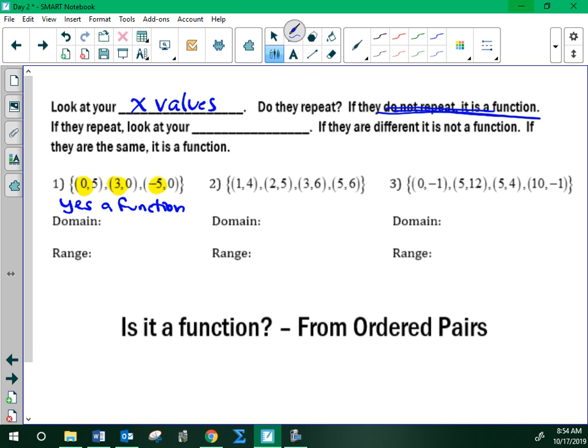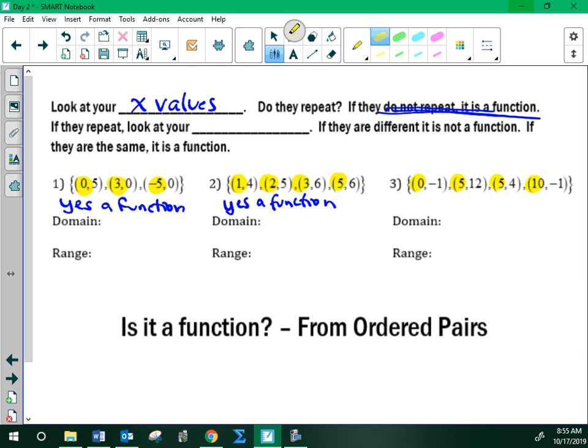Now let's take a look at one where they might repeat. Let's take a look at our next one. Does this next one repeat? Again, we're looking just at our x's. Do the x's repeat here? Nope. So this one's also a function. Yes, a function. Alright, how about our last one? I sure hope something repeats. The 5. Alright, the 5 repeated.